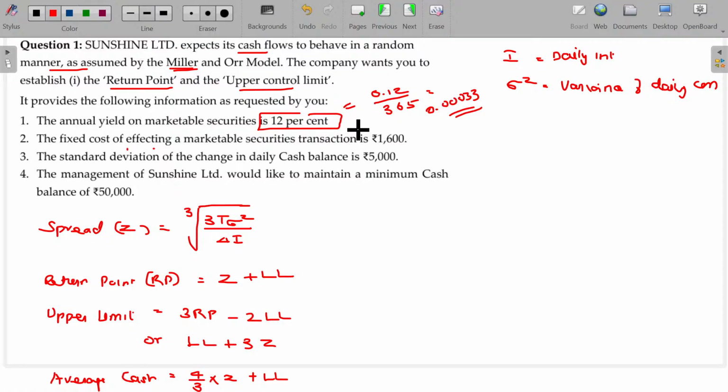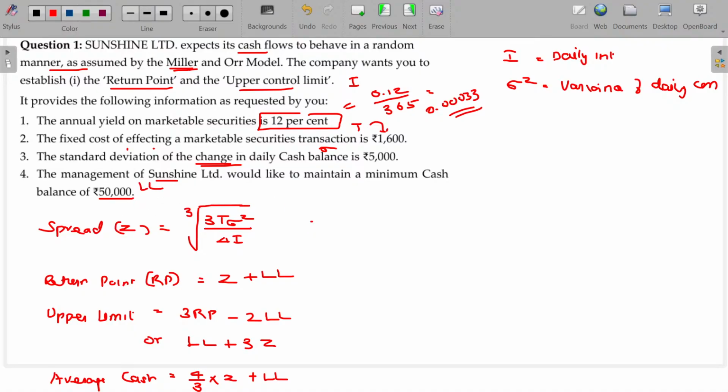And fixed cost of effecting the marketable securities transaction. This is nothing but T. This is I. This is T. And standard deviation of the change, standard deviation, but we need to have variance. Standard deviation square is the variance. Every day the cash consumption varies from the midpoint by either upside 5,000 or downside 5,000 rupees. That's called standard deviation. Every day I am consuming say 50,000, sometimes it may go up to 55, sometimes it may go to 45 like that. The management of Sunshine Limited would like to maintain a minimum cash balance. This is called lower limit.